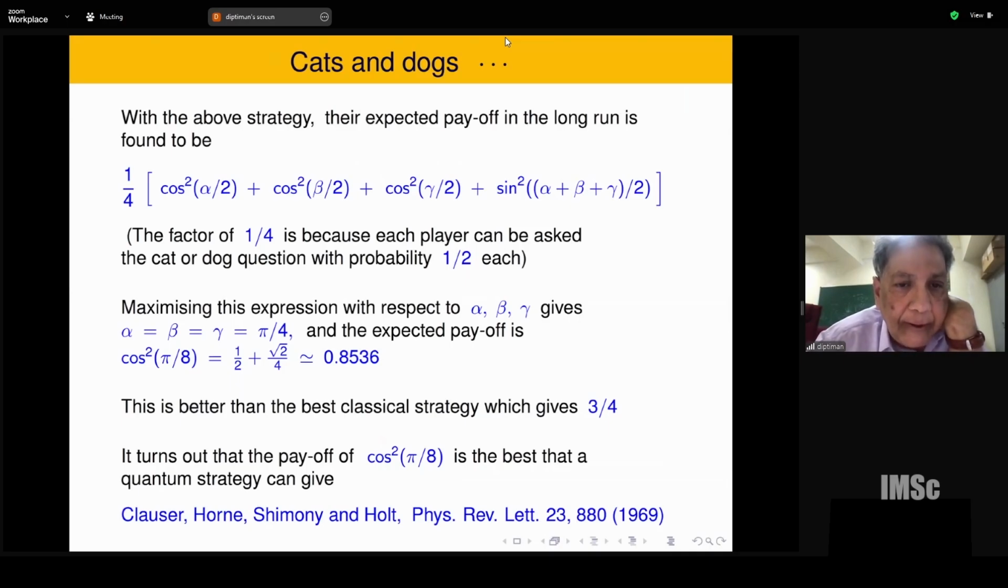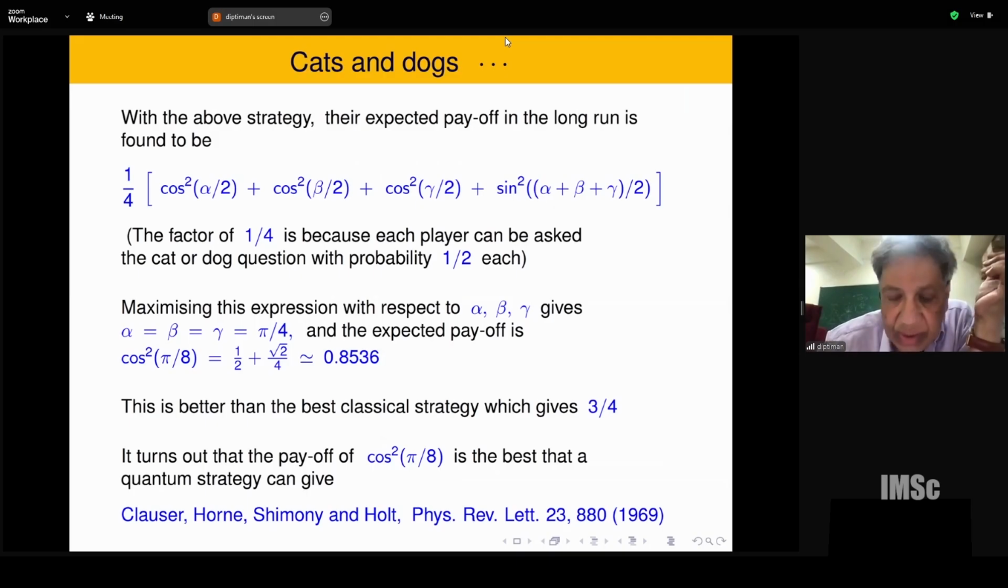It's 1/4 times cos squared alpha by 2 plus cos squared beta by 2 plus cos squared gamma by 2 plus sine squared alpha plus beta plus gamma by 2. Okay, first of all, why is there a factor 1/4? That's because they can be asked 4 different questions with probability 1/4, right? Because the probability of cat or dog is 1/2 for each player, and there are 2 players.